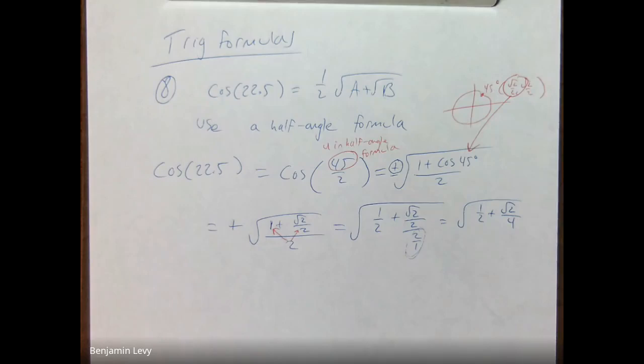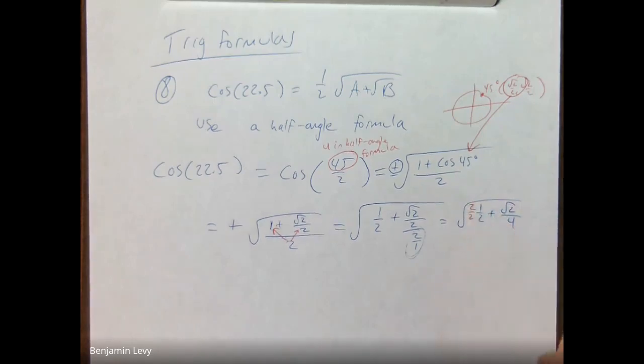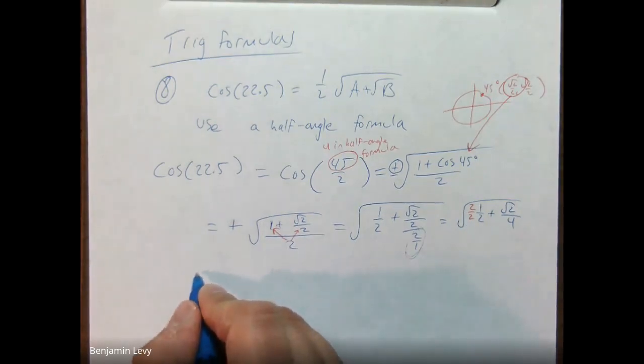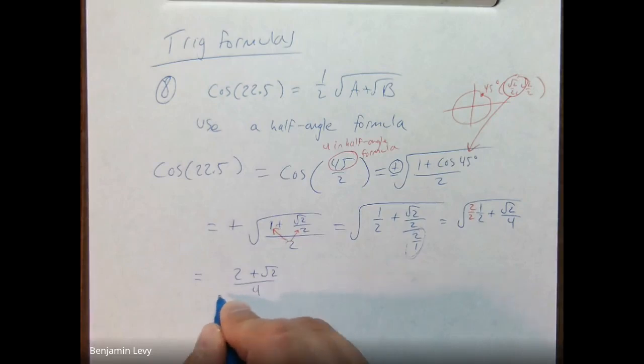So I'm going to add that fraction. These are two fractions, and I want them to have a common denominator, so I'm going to make the denominator of this one a 4 by multiplying by 2 over 2. And so then this becomes 2 plus root 2 over 4 inside the square root. And now we almost have it.